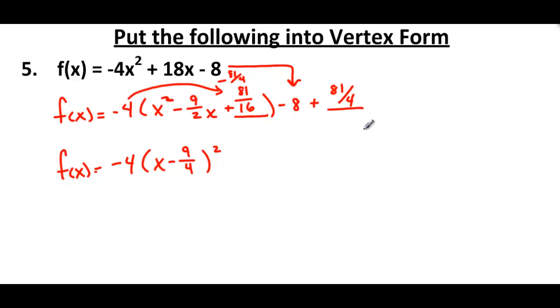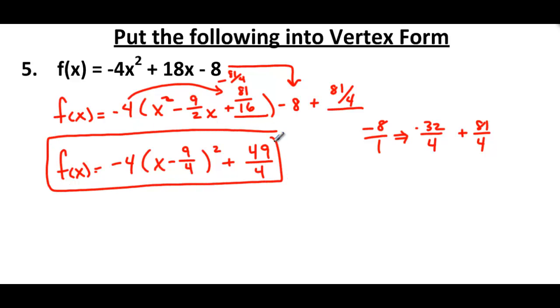I need a common denominator. Negative 8/1 is equivalent to negative 32/4. So I have a negative 32/4 plus 81/4, which is going to give me a positive 49/4. And that is it in vertex form. Again, this would have a vertex of positive 9/4, comma, 49/4.